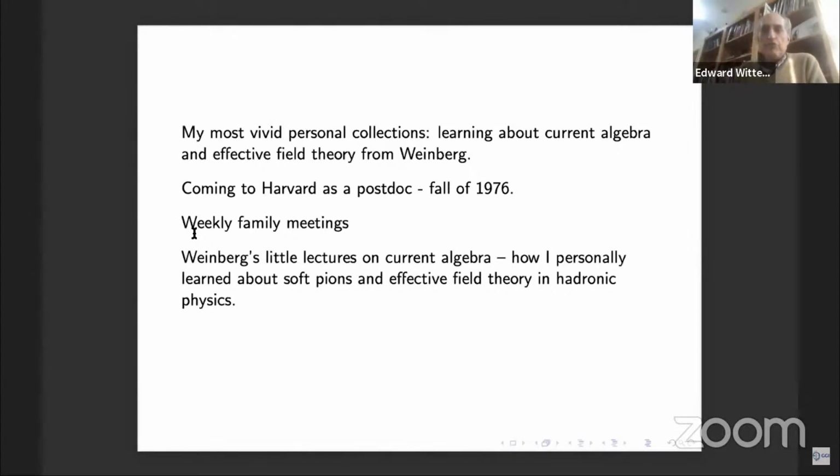I was one of the physicists who didn't understand current algebra when I came to Harvard. I'd been exposed to the traditional way that soft pion theorems were deduced by manipulating currents and various clever arguments, but it seemed like hocus pocus. So I was one of the targets for Weinberg's lectures on current algebra, and the way I personally learned about soft pions and effective field theory and hadronic physics was from the informal talks he would give at the family meetings whenever current algebra came up.